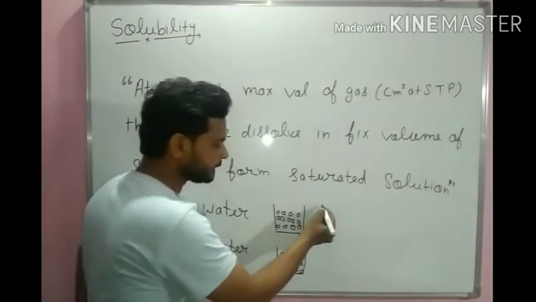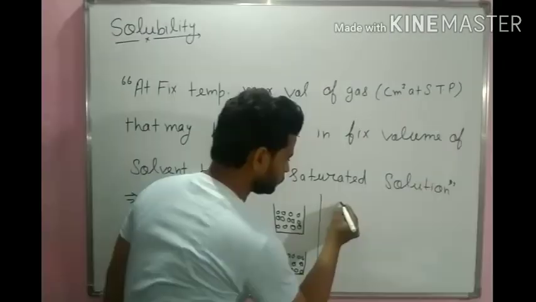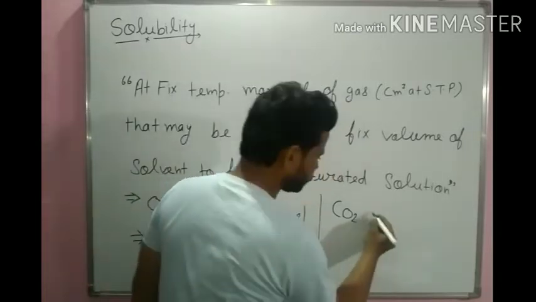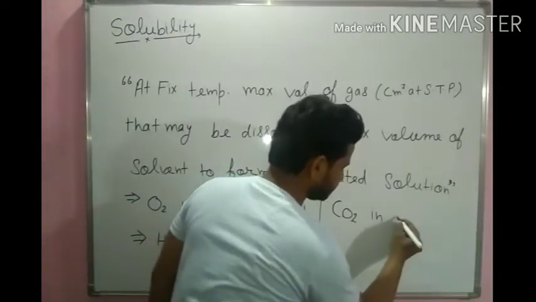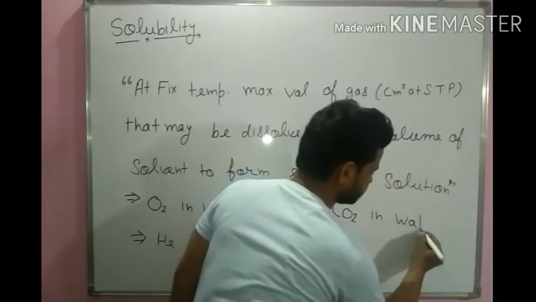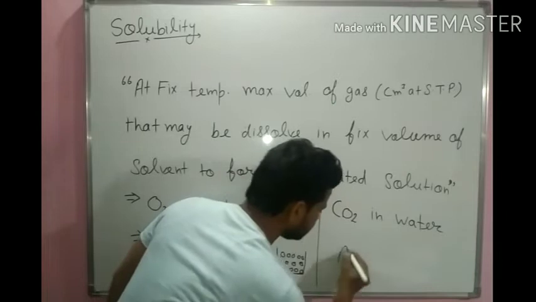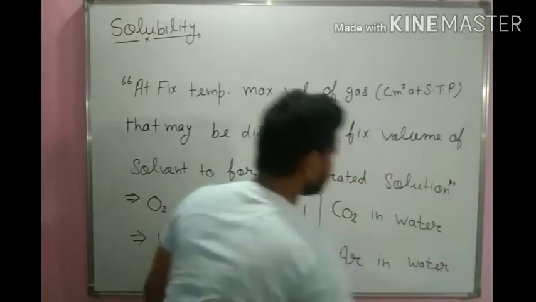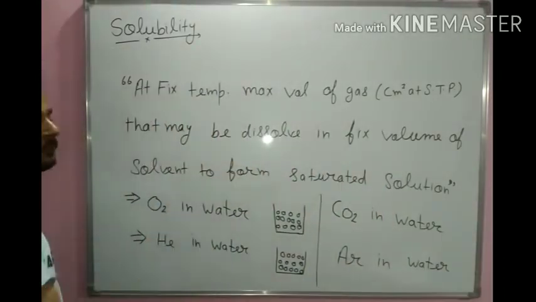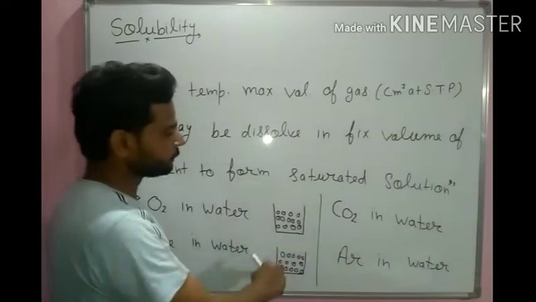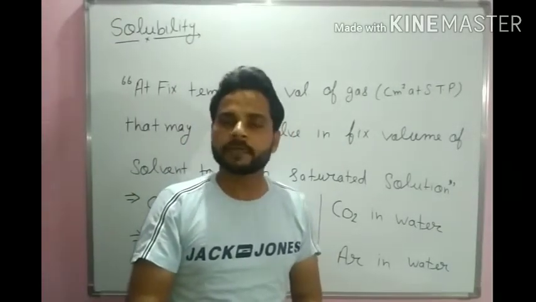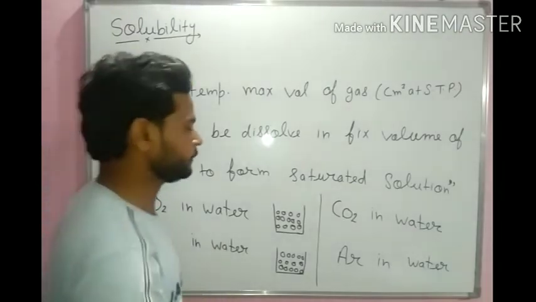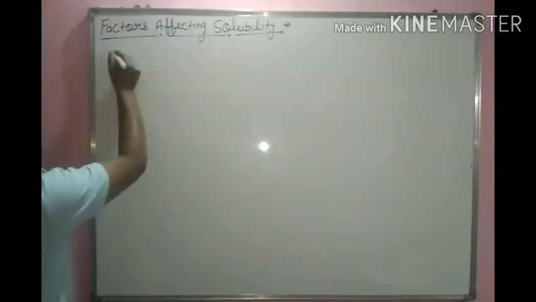If we take some other gases like CO2, the same volume of CO2 in water, or argon in water. So why do these gases have different values of solubility in water? We will discuss the factors which are responsible for the solubility of gas into liquids. Our first point is nature of gas.